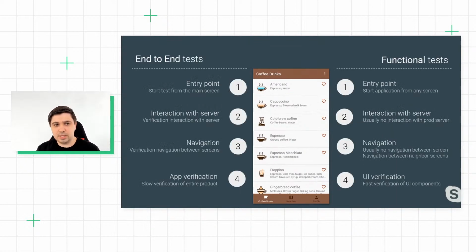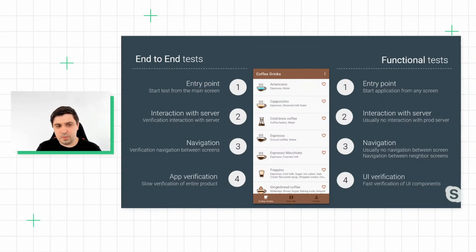So let's try to compare these two approaches. First of all, the entry point. For an end-to-end test, it's the real entry point of our application, usually the home screen, login screen, or splash screen. For a functional test, we can start the application from any screen we want.